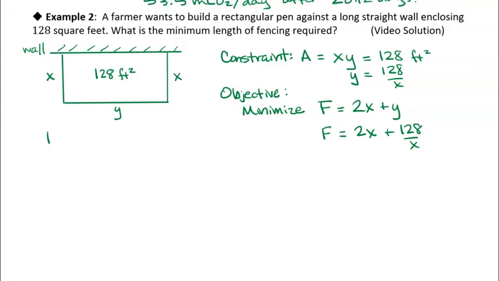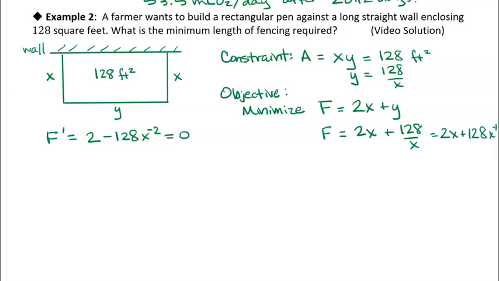So I'm going to find f prime of x. Now, this is just the same as 2x plus 128 x to the minus 1, and that'll help me when I find the derivative. I can just use the power rule on it. And so the derivative is going to be 2 minus 128 x to the minus 2. That's the derivative. And so I want to find the minimum of f. So I'm going to take the derivative, set it equal to 0, and get the critical points.